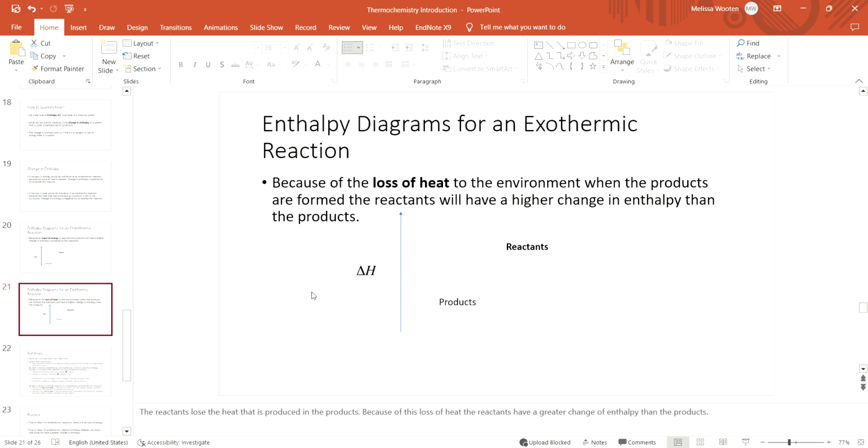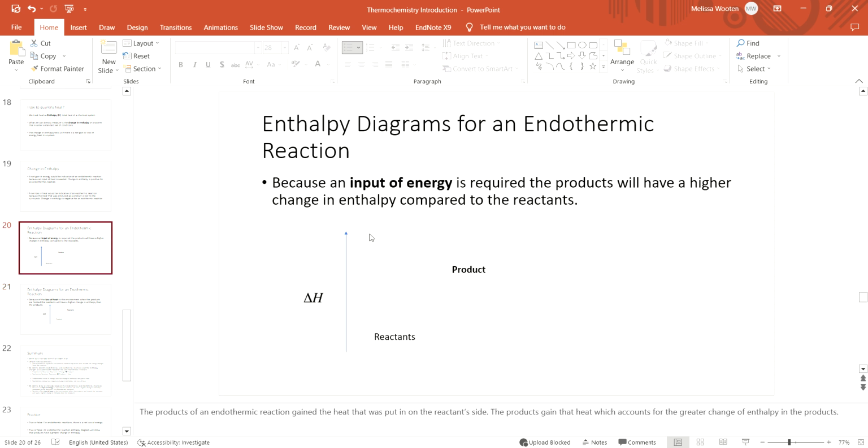When you're drawing an enthalpy diagram for an exothermic reaction, there is a loss of heat to the environment when the products are formed. Because of that, the reactants will have a higher change in enthalpy than the products. And at the bottom in the notes, I explain that the reactants lose the heat that is produced in the products. Because of this loss in heat, the reactants have a greater change of enthalpy than the products. Okay. If this seems a little bit confusing to you, the best thing I can say for endothermic and exothermic reactions is that you can memorize it. Like this is for exothermic reactions, this for endothermic reactions.